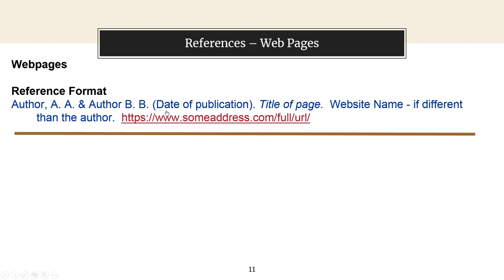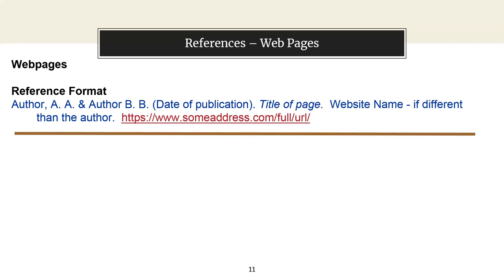Next is the date of publication in parentheses. Then you've got the title of the web page itself. Okay. And notice this time the title of the web page is italicized, and it's that same rule for books as it is for web pages, that you only capitalize the first letter of the first word of the title, the subtitle, acronyms, personal pronouns, and abbreviations. Then what you list next is the website name, if it's different than what your individual authors are, and we'll take a look at that. And then you're going to include the web address for the page that you got your information from.